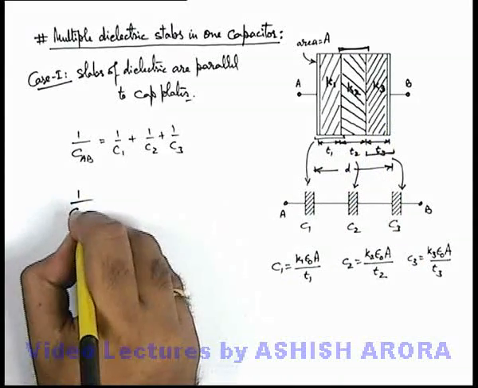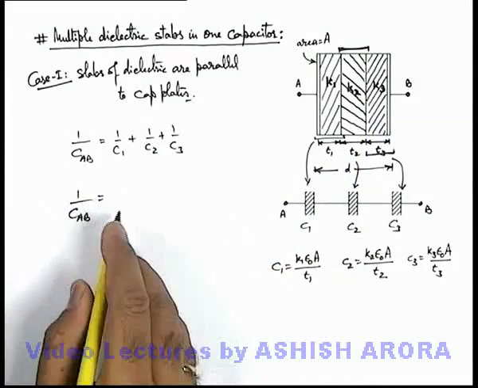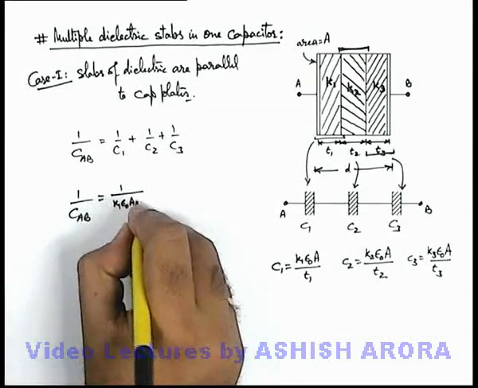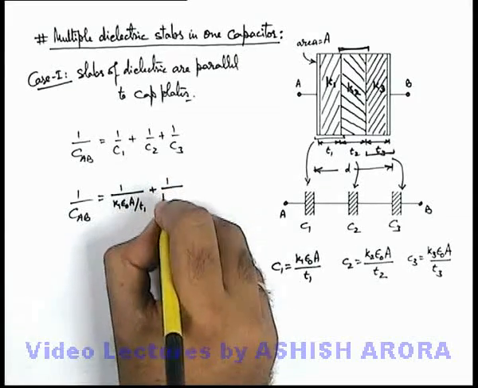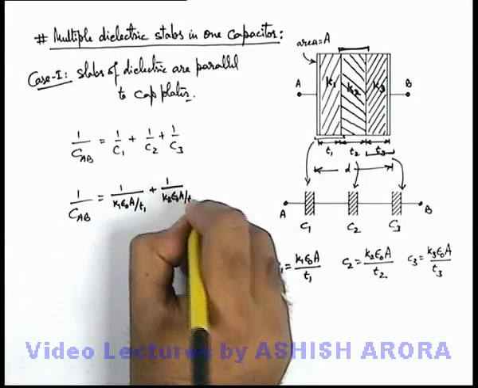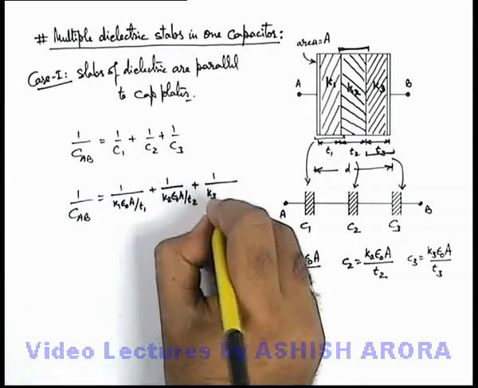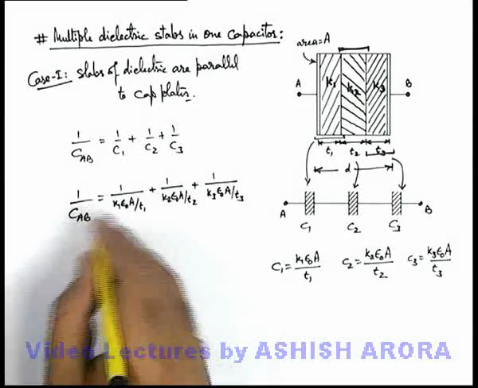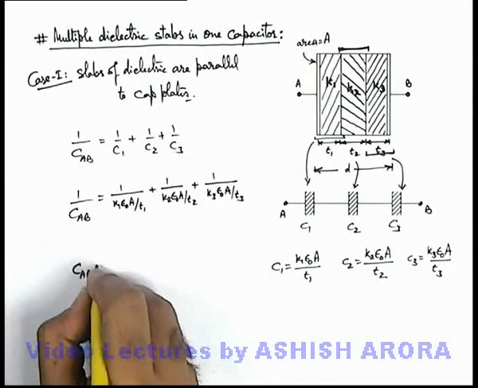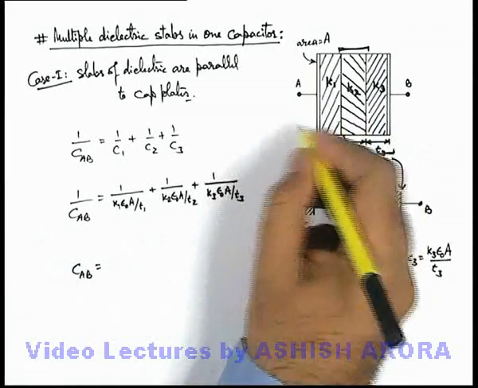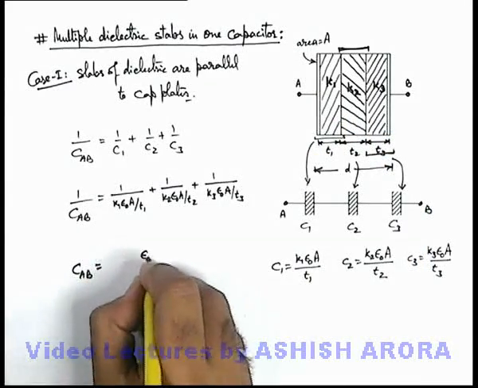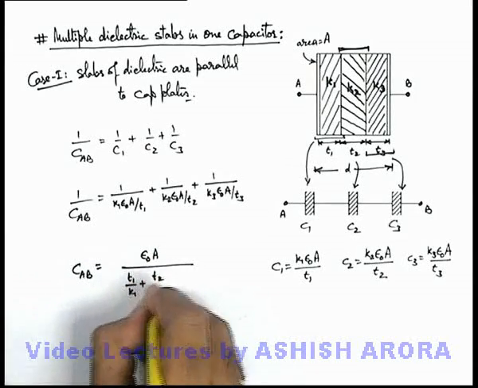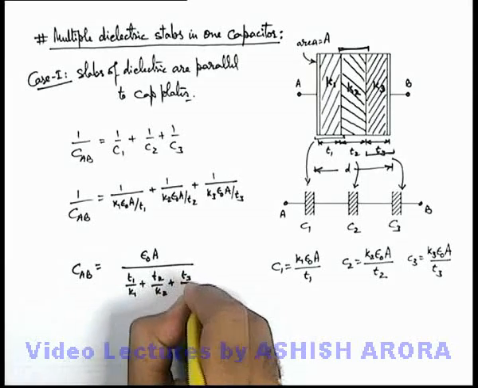So we substitute the values of C1, C2, C3 here. You can see this will give us 1 upon K1 epsilon naught A by T1 plus 1 upon K2 epsilon naught A by T2 plus 1 upon K3 epsilon naught A by T3. We just simplify the expression and take its reciprocal. We get the final capacitance of the system we are looking for. This can be given as epsilon naught A upon T1 by K1 plus T2 by K2 plus T3 by K3.